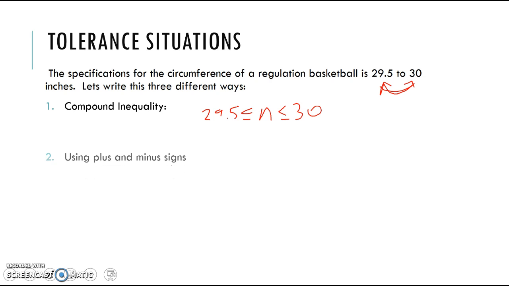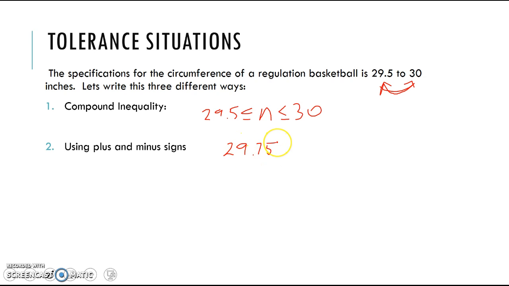We could also write this with plus and minus signs. So if I said that I really want the basketball to be 29.75 inches in circumference, plus or minus the difference that it would take to get me to 30 or to 29.5, which is 0.25 inches, or 1/4 of an inch.